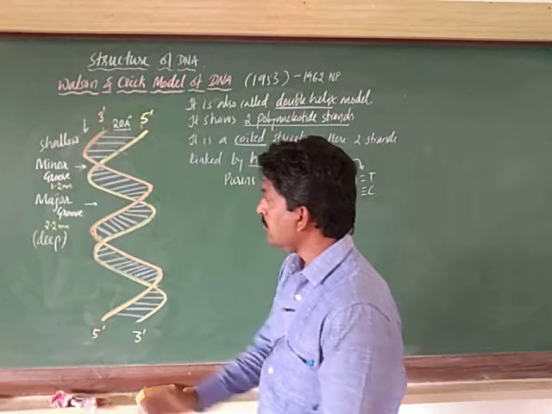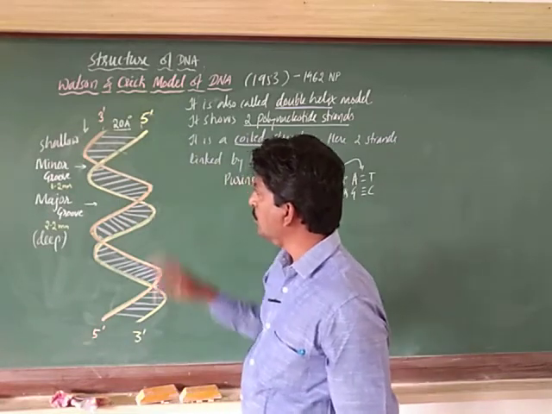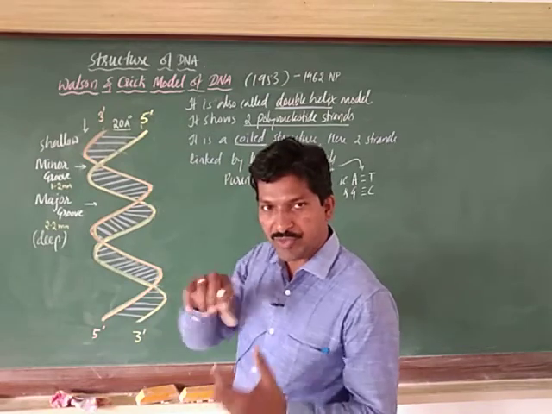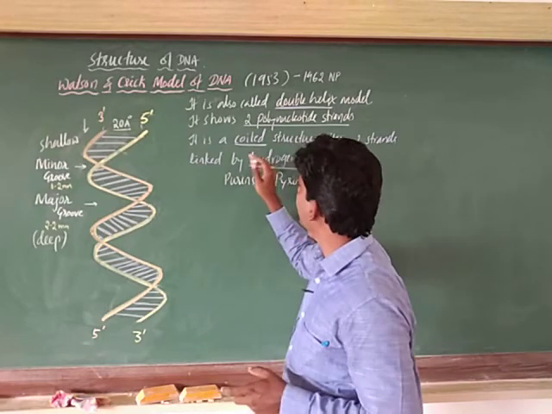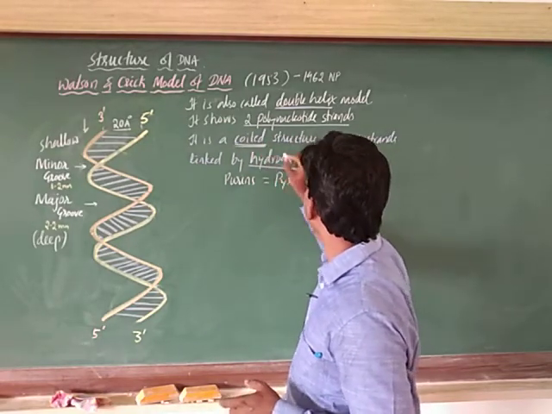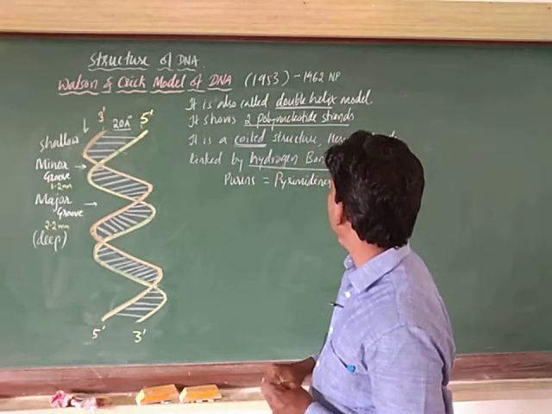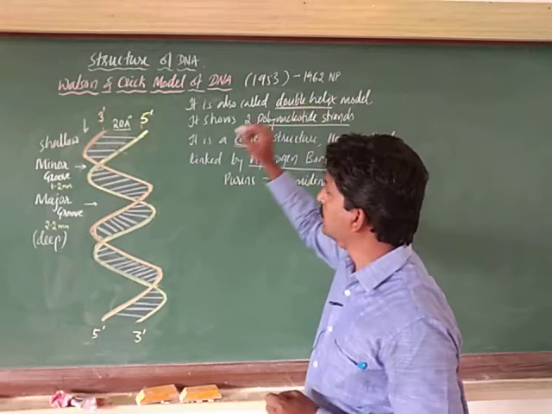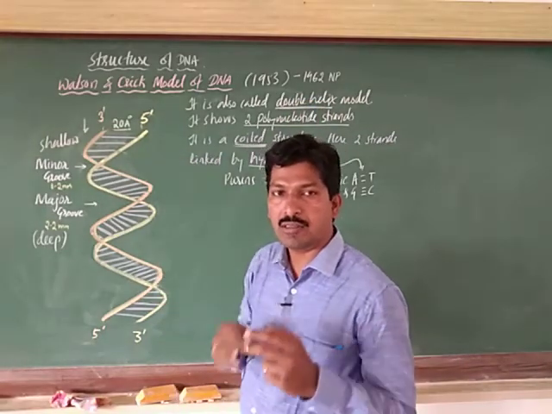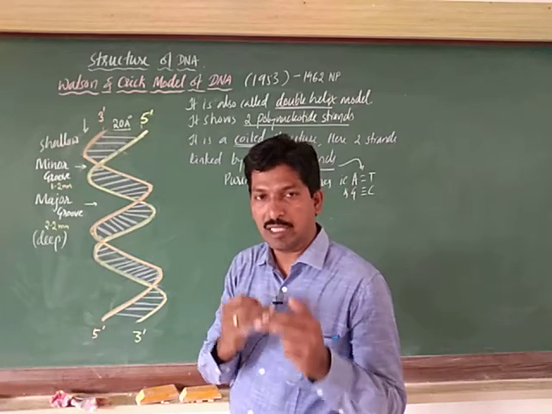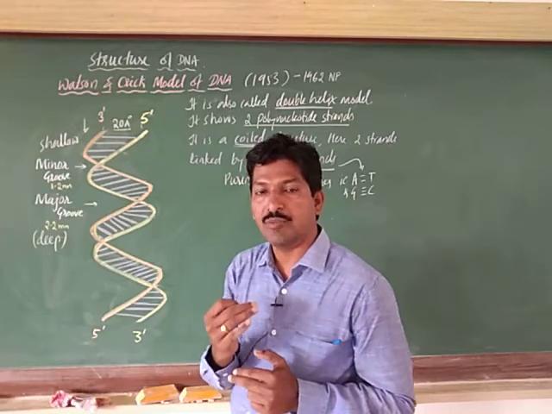When we observe this strand, there are grooves in the twisted form. That's what we call helical. It's a coiled structure, coiled or helix. We can say it's a double helix. For one complete turn of this DNA, there are 10 nitrogen base pairs.